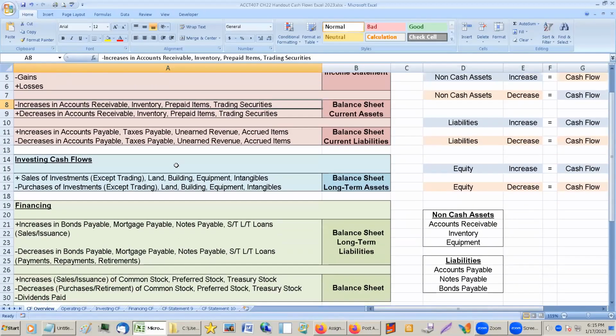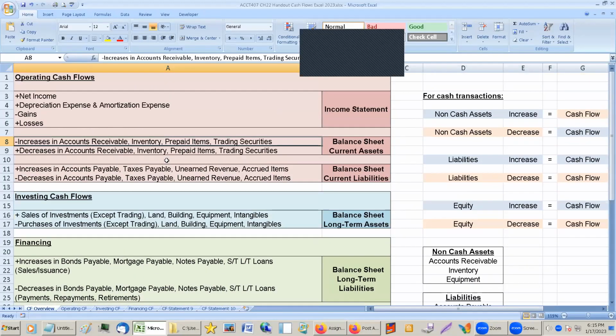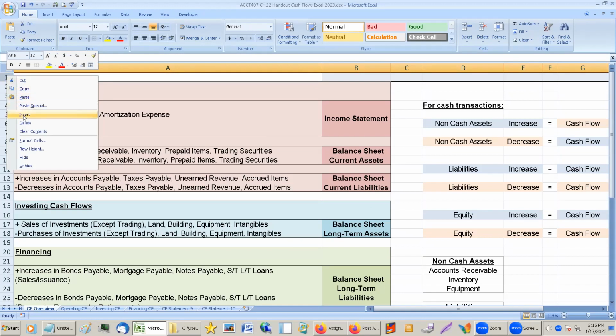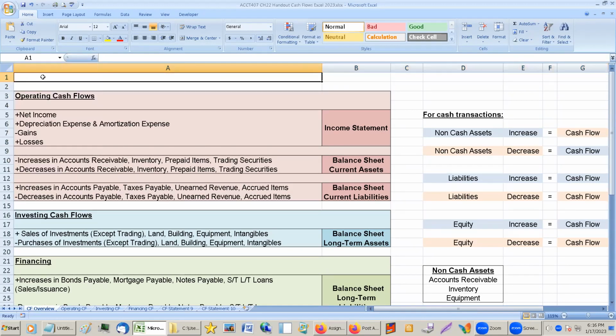Okay, so statement of cash flows. There is one thing I should talk about before I get too far into it. What I'm going to show you here is what we're going to concentrate on. This is the indirect method.